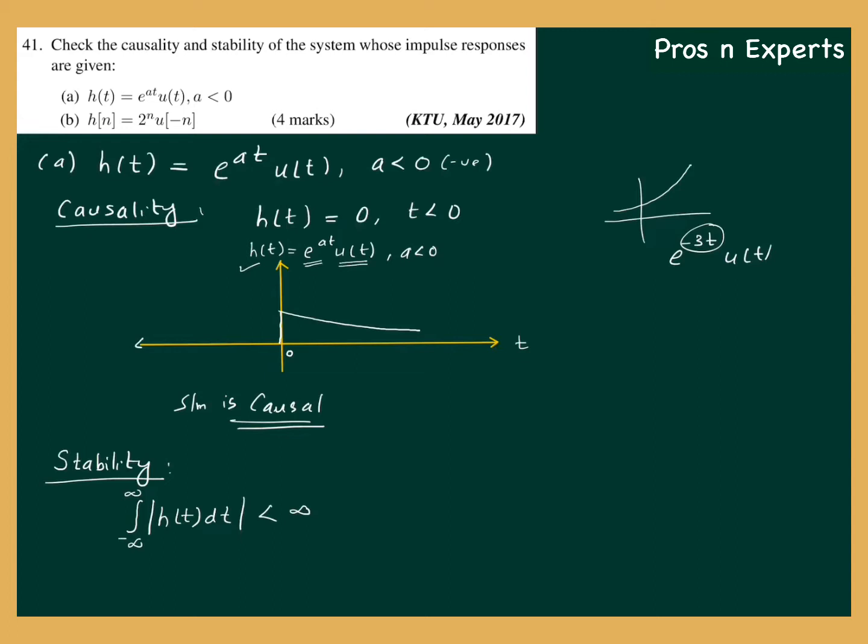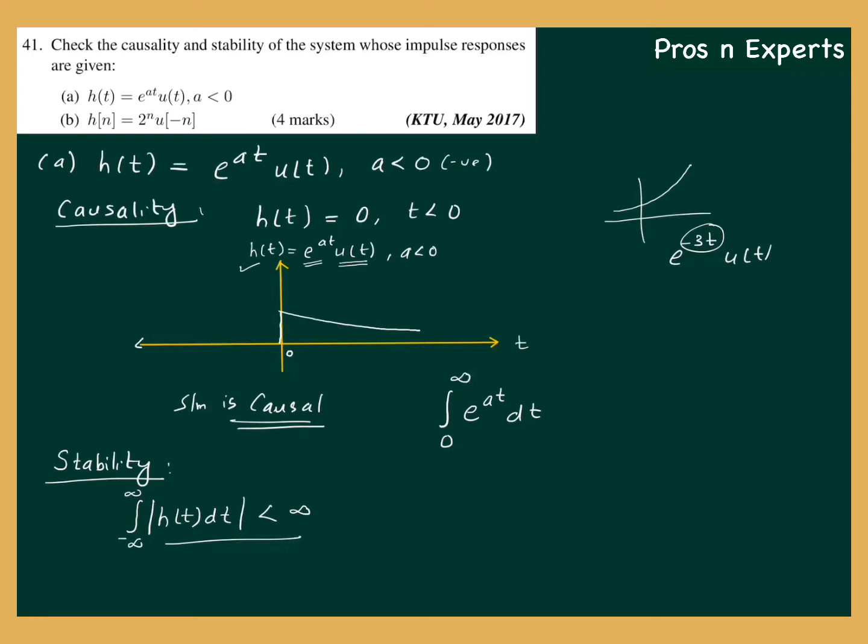So this is the condition, integral from minus infinity to infinity of h of t dt should be less than infinity. Let us try to solve this integral. Integral minus infinity to infinity. Again, you don't have to integrate it from minus infinity to plus infinity, because the signal only exists from 0 to infinity. So integral 0 to infinity. Modulus is not wanted here, because it is a real signal. So instead of h of t, I can write e raised to at into dt. U of t is not needed because the signal has already been truncated in the negative time axis.